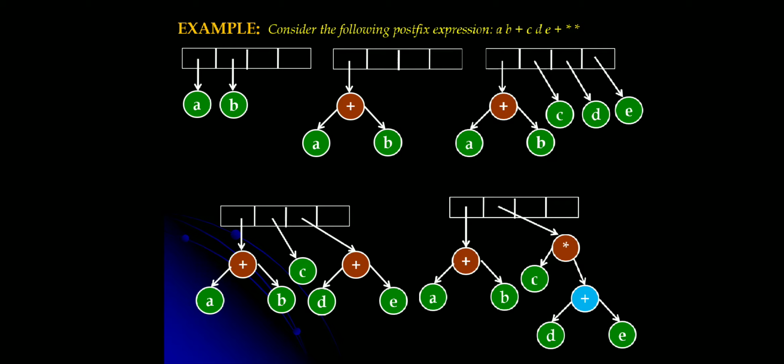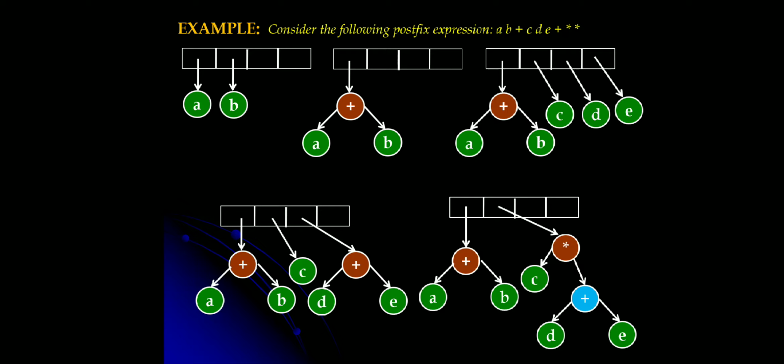The postfix expression given is AB plus CDE plus star star. We are scanning each symbol from left to right. A is an operand, push it onto the stack. B is an operand, push it onto the stack. Plus is an operator, so pop the top two elements. First popped is node B, attach it as right child. Second popped is node A, attach it as left child. Push this node with the operator onto the stack.